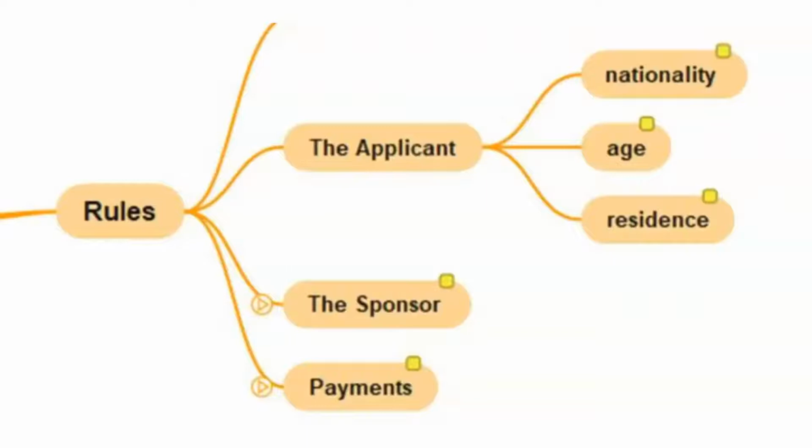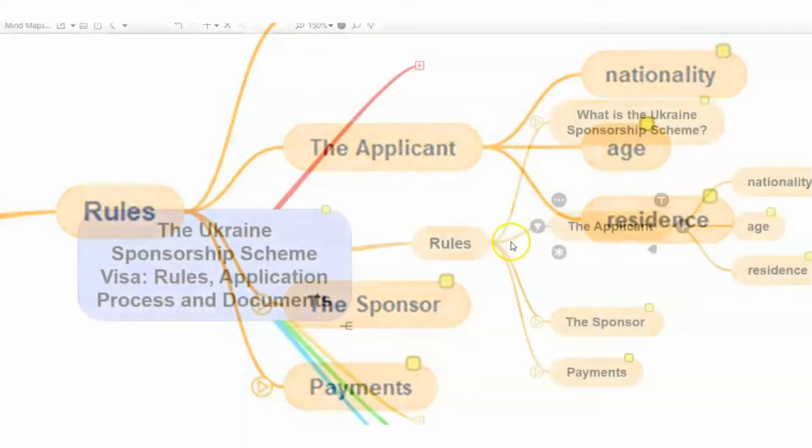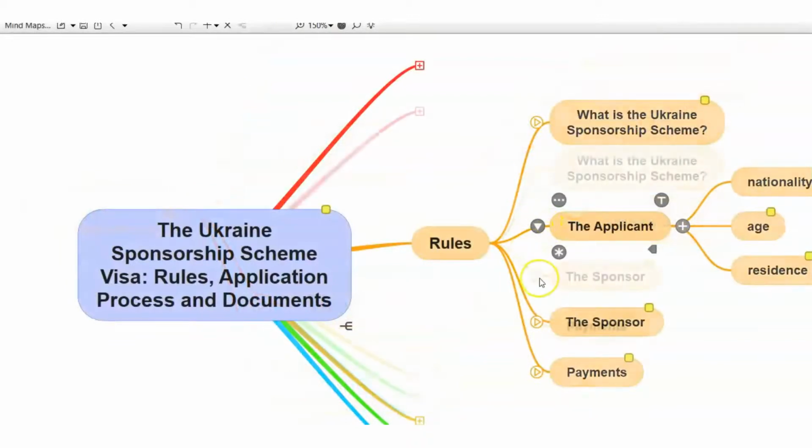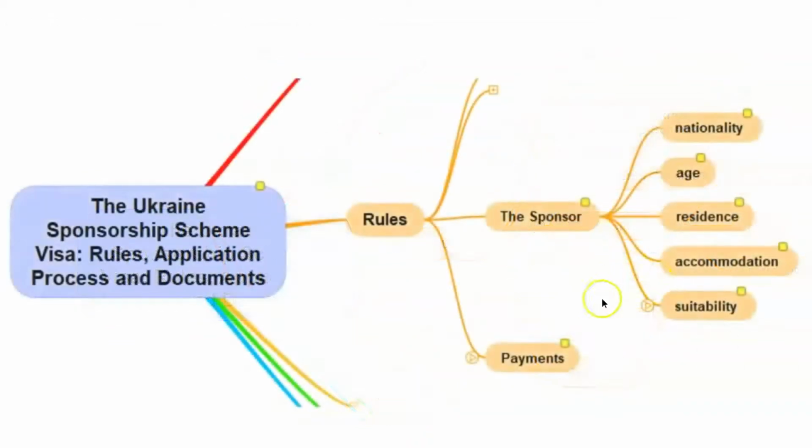And I would like to reassure you that the Home Office is aware that sometimes it's not possible to provide any official documents confirming residence, and therefore all you have to do is to explain this in a letter. So these were our rules with regards to the applicants. And with regards to the sponsor, there are also certain rules.